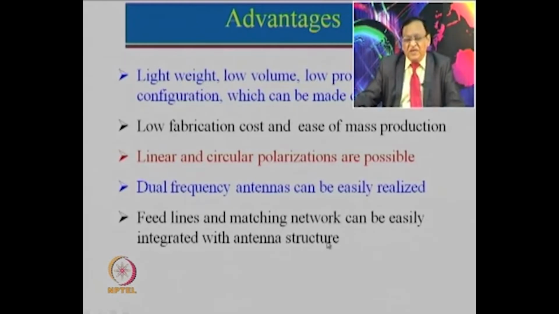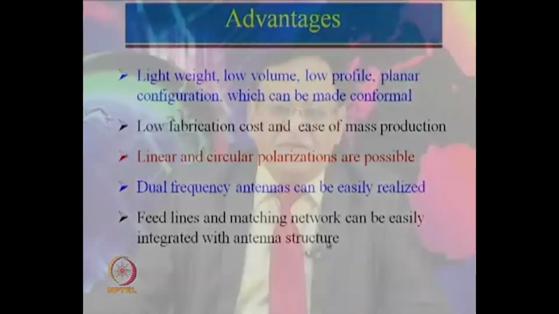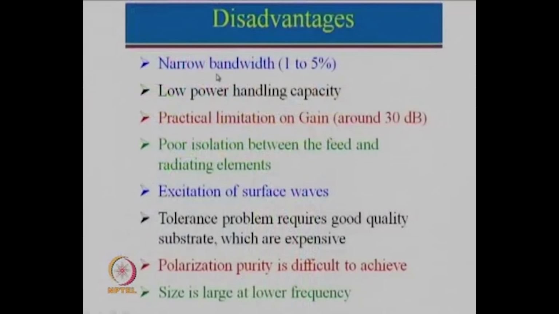Now because of these advantages, it finds a lot of applications. Of course it has disadvantages. So let us see what the disadvantages are. At the topmost, the disadvantage of microstrip antenna is that the bandwidth is limited, which is 1 to 5%.